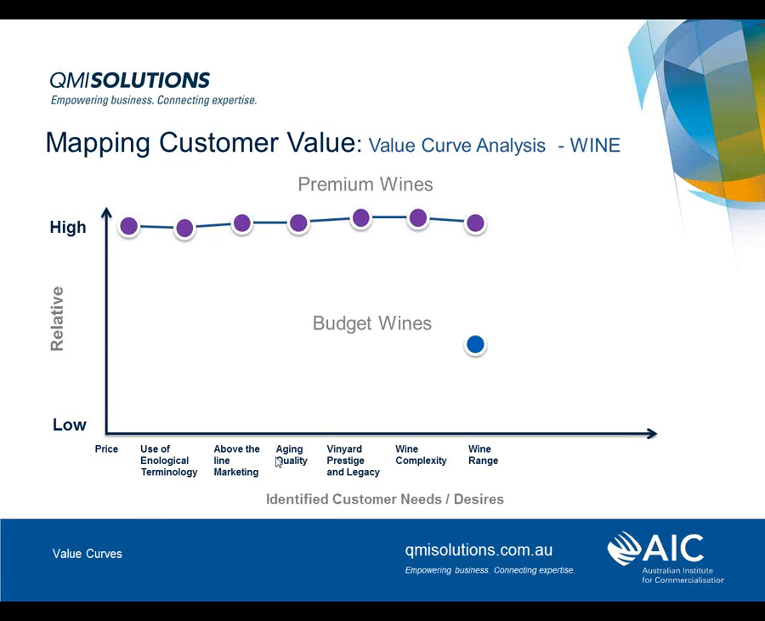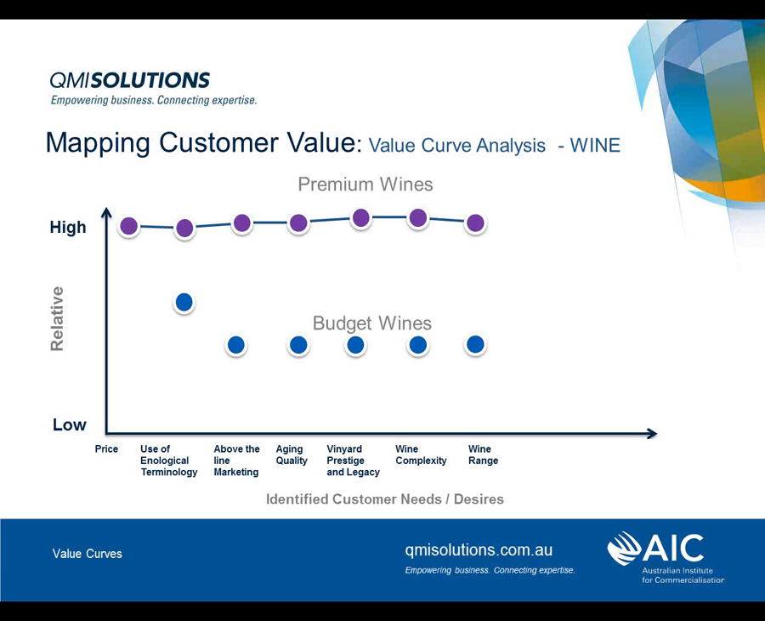There's also budget wines in the States at that same stage, which had a lesser range. It had less wine complexity. The vineyard prestige was not so important, lesser known vineyards. The aging quality less important. They used some marketing that was visible to try to sell and compete.